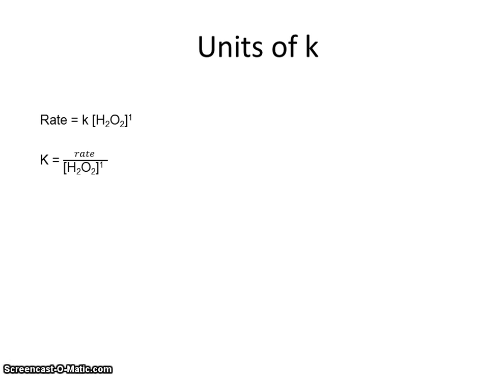So plugging in the appropriate units, we end up with the units of k being the moles per dm cubed per second from the rate divided by moles per dm cubed from the concentration. That luckily turns out to be a very, very simple overall unit, because we can simply cancel out these moles per dm cubed terms on top and bottom, and we end up with simply seconds to the minus 1. So a first order rate equation like this one has very simple units for k.